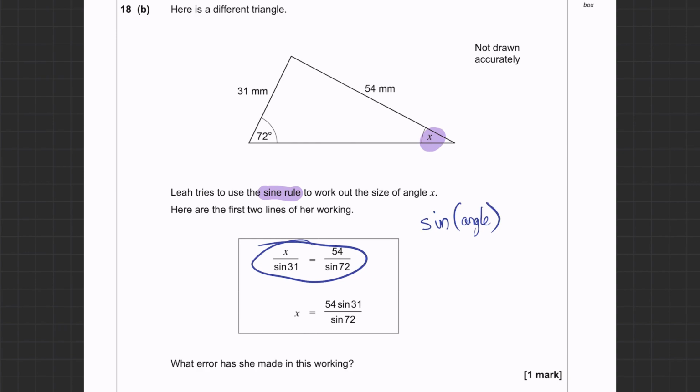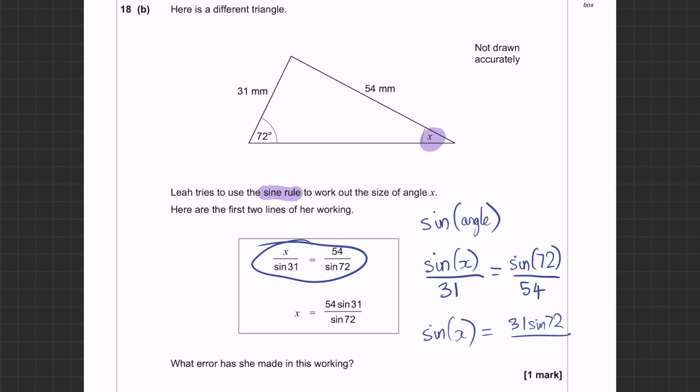So it should actually be sine of x over the value of the length opposite equals sine of the other angle, which is 72 in this case, over the opposite side length, which is 54 in this case. And then she can rearrange to say, well, sine x equals 31 sine 72 over 54. So writing something like that will get you the mark.